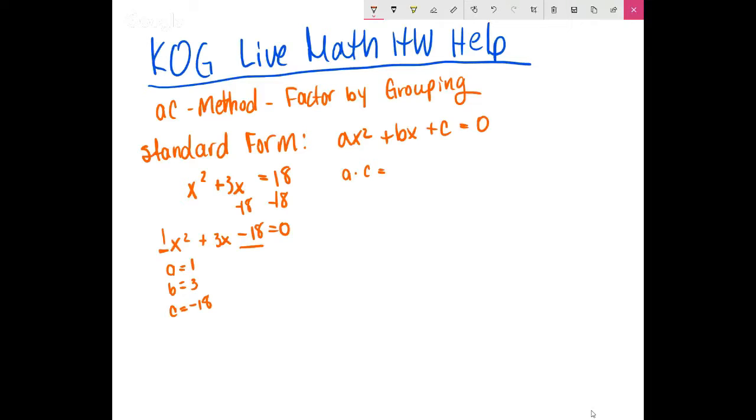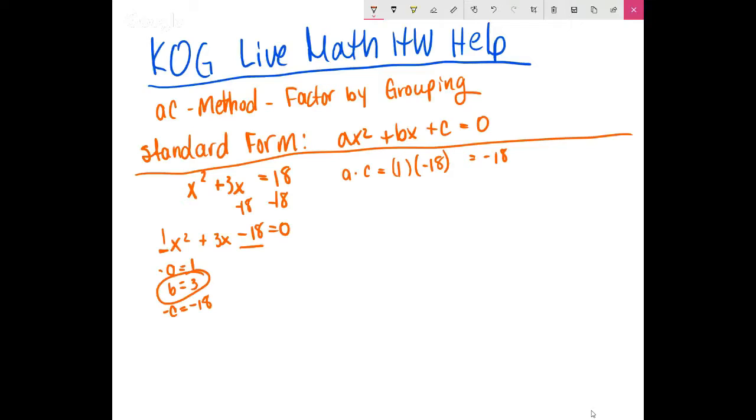A times C equals 1 times negative 18, because that's what A and C are. And then that equals negative 18. Cool. All right, so we want to now find the factors of negative 18 that will add up to B, which is 3.